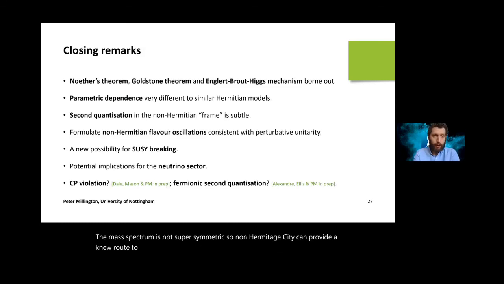So just a few closing remarks. As I've said, Noether's theorem, the Goldstone theorem, and the Englert-Brout-Higgs mechanism are all borne out in the non-Hermitian setting. But the key thing is that the parametric dependence is very different to similar Hermitian models. The second quantization, as was the variational procedure in the non-Hermitian frame, is subtle, but we can formulate it consistently. And this allows us, for instance, to treat non-Hermitian flavour oscillations and ensure that we have perturbative unitarity.